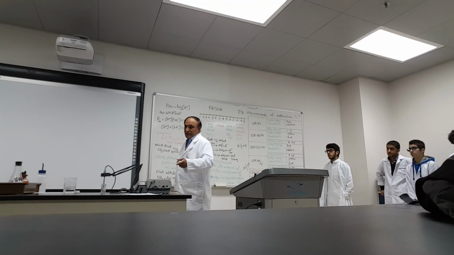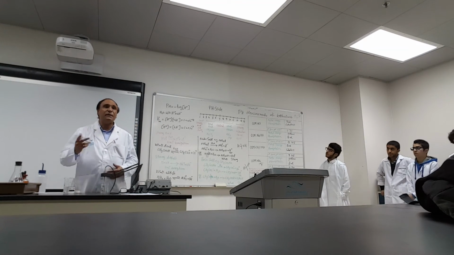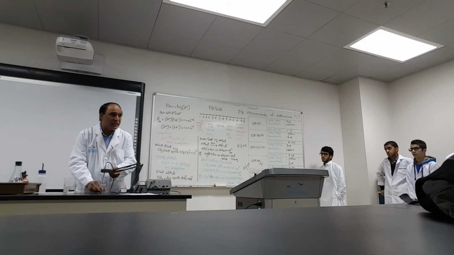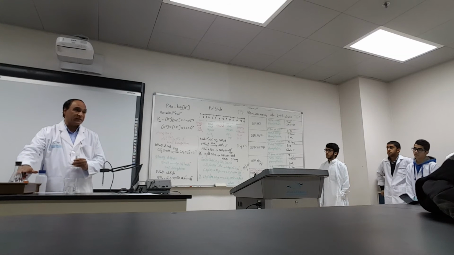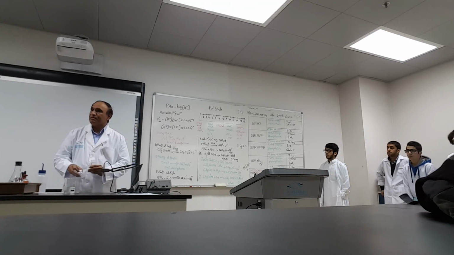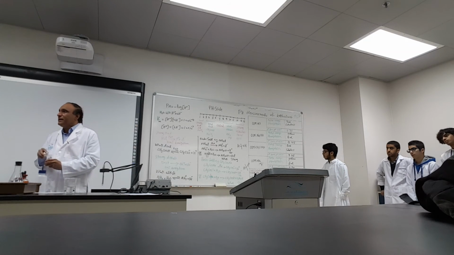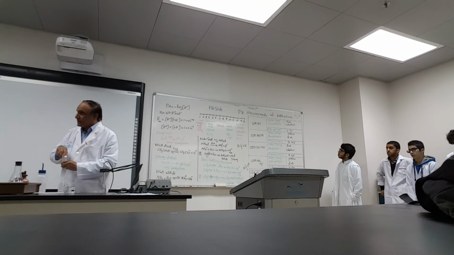And look, it is giving me a reading like 1.7. What does it mean? Strong acid. Did the indicator tell me it is a strong acid? No. The indicator didn't tell me it is a strong acid. What did the indicator tell me? It said it's an acid. The indicator only told me it's an acid, but the pH meter is telling me it is a strong acid.